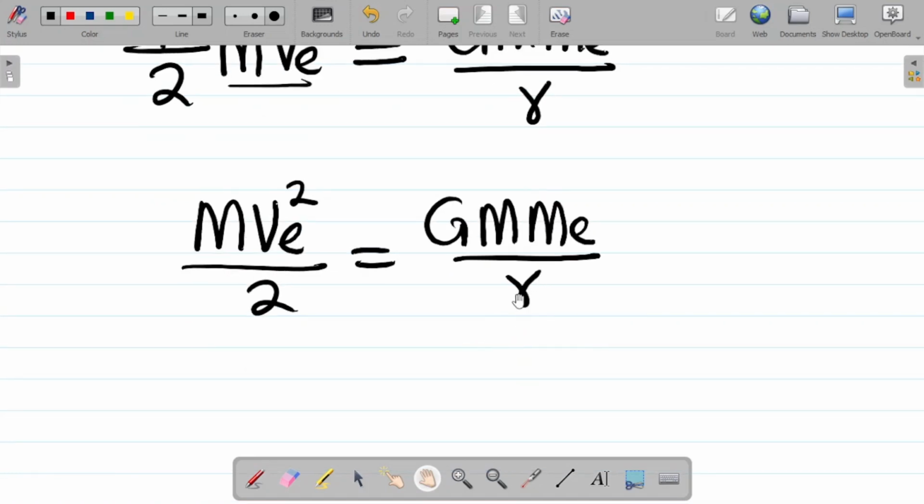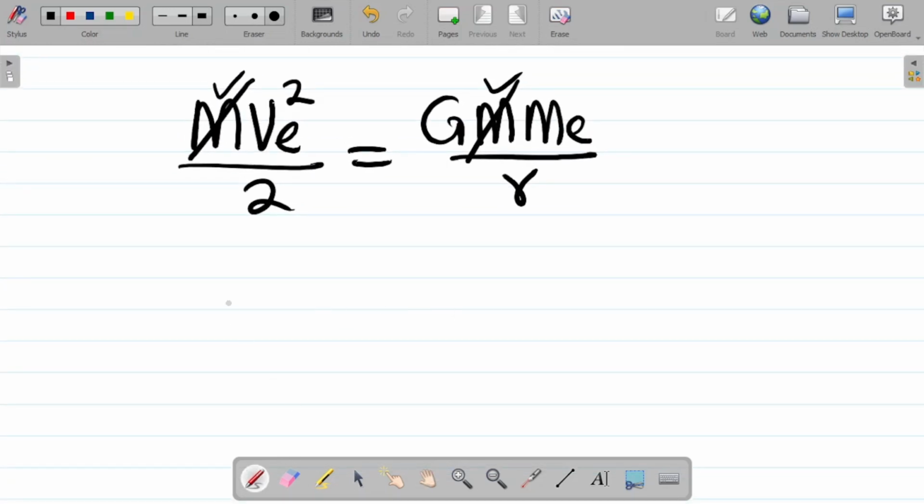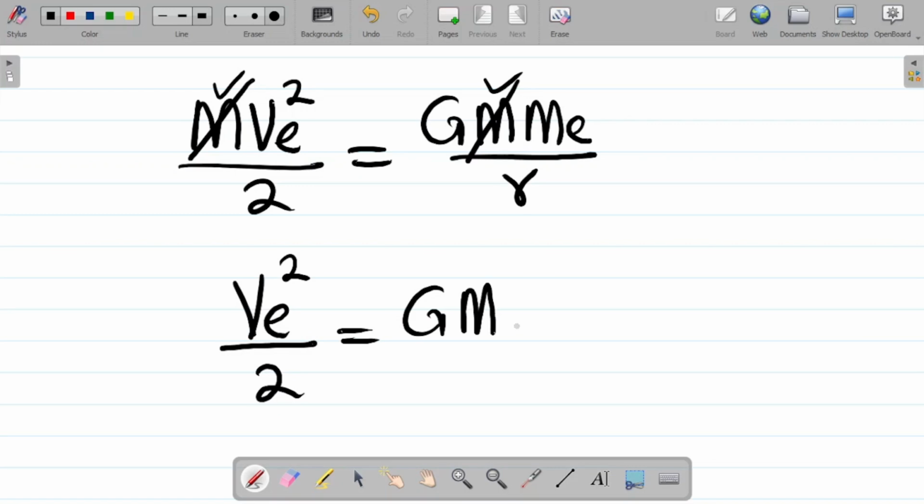Now, one of the things to always notice is that if I have the same term on both sides of an equation at the same position, they can always cancel out. So in that case, we are having m at the numerator in the left-hand side and also at the numerator in the right-hand side of the equation, so they can cancel out. It means that m will cancel m here. We have that Ve squared all over 2 is equal to G times mass of the Earth all over r.